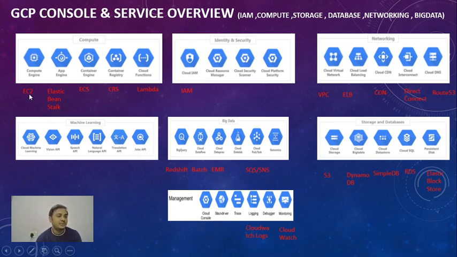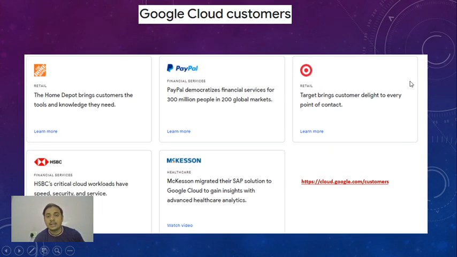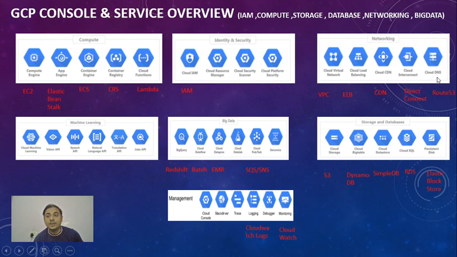Compute Engine is your EC2, App Engine is your Elastic Beanstalk, Container Engine or the Google Kubernetes Engine is your ECS, Container Registry is your ECR, Container Registry Service, Google Cloud Functions is your AWS Lambda, Cloud IAM remains the same as AWS IAM. These three services do not have a direct relationship. But again, networking: Virtual Network is your VPC, Cloud Load Balancing is Elastic Load Balancing, Cloud CDN, content delivery network, same as AWS. Interconnect is your Direct Connect. Cloud DNS, domain name services, is your Route 53 in AWS.